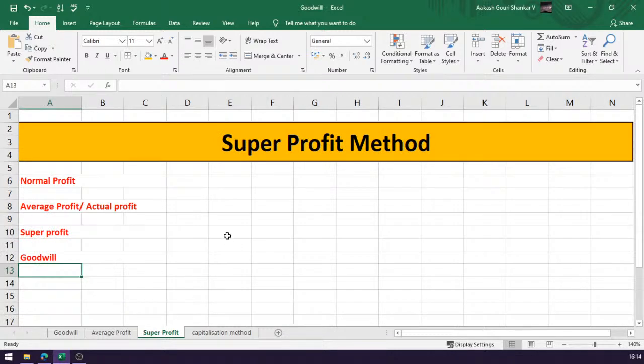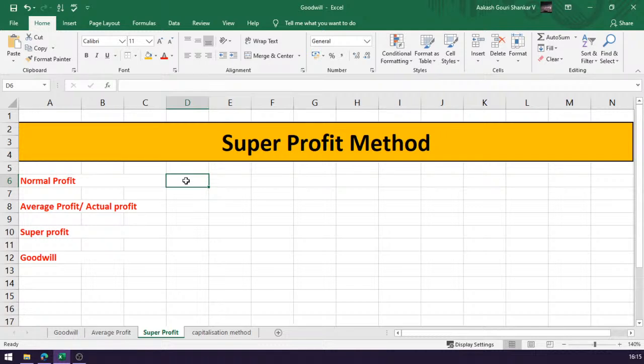Okay. So next method is the super profit method. In this, we need to understand certain terms in order to find the goodwill in the super profit method. The first term is normal profit. What does a normal profit mean? If we are doing a business, we will have a normal rate of return, which is if I do this business, I will be generally earning this much of income.